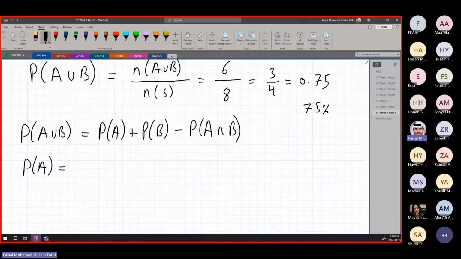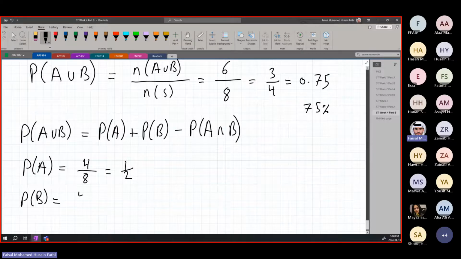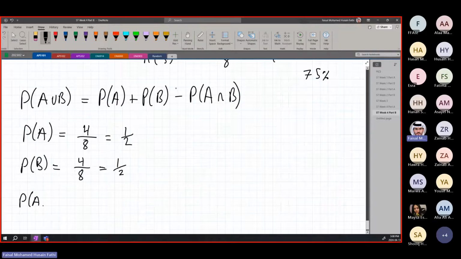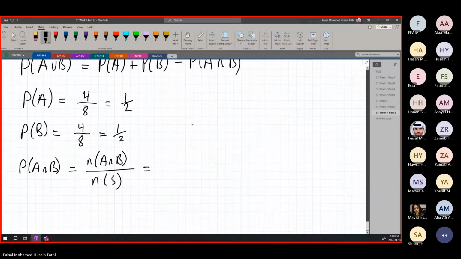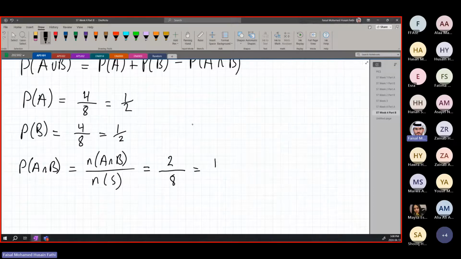So if we find these, P(A) was 4 over 8. Remember, 8 is our total sample space, so it's equal to half. P(B) is equal to half as well, 4 over 8. And P(A intersection B), remember, is going to be N(A intersection B) over N of our sample space. This is always correct for any probability you find. It is always going to be the number of times this is occurring over the total number. So we found N(A intersection B), which is 2, over the sample space, 8. So this is equal to 1 over 4.